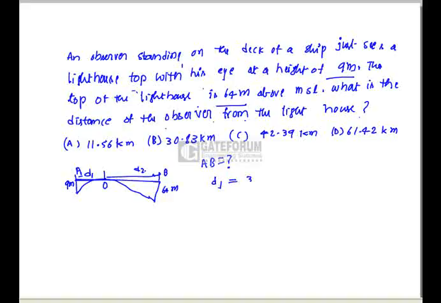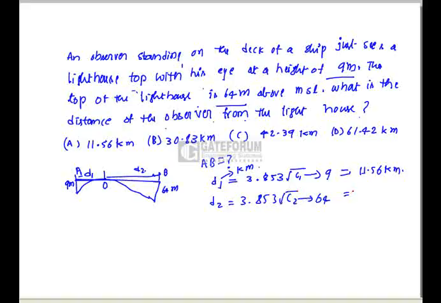D1 is equal to 3.853 root C1. Here C1 is 9 meters. By substituting C1 as 9 meters, we will get the value as 11.56 kilometers. The value will come in terms of kilometers. D2 is equal to similarly 3.853 root C2. C2 is 64. That implies the value is going to be 30.83 kilometers.